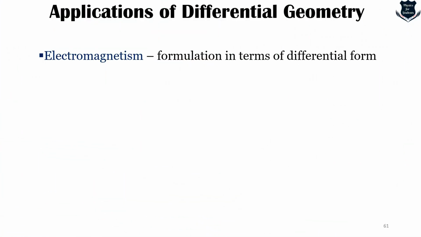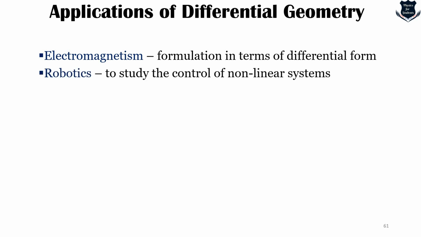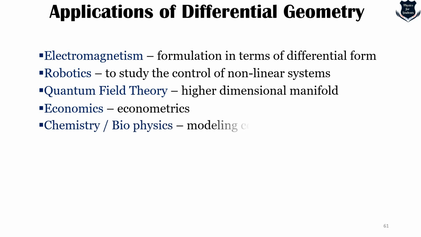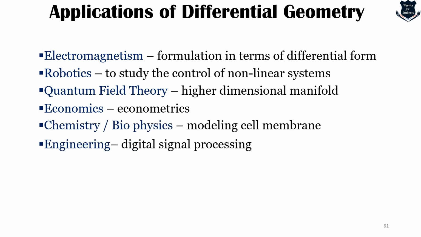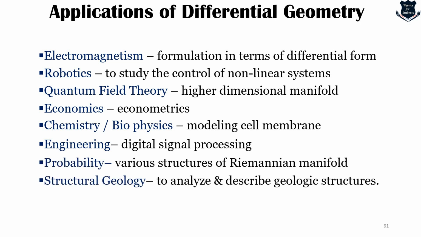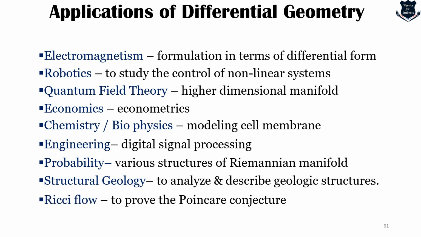Okay, so first, it obviously helps a lot in electromagnetism. Second, it helps in robotics to study the control of linear systems. You can also look into quantum field theory. Economics uses econometrics. Chemistry and biophysics use modeling of cell membranes. Engineering uses digital signal processing. Probability involves various structures of Riemannian manifolds. It is also used in structural geology, and the famous Grigori Perelman used differential geometry and Ricci flow to prove the Poincare conjecture. Now these are the applications of differential geometry.